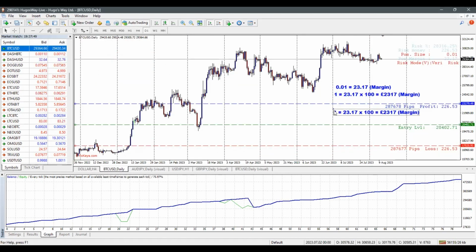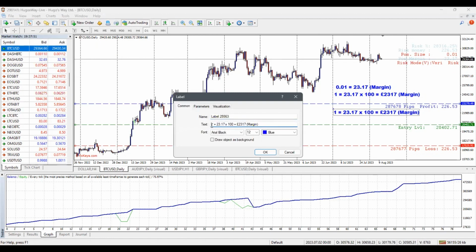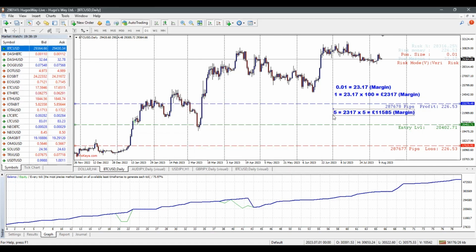So right now I have 5 lots running. In this pound account, which is my GBP account, I don't actually use this account, but it's got a little bit of money, so I can use this to demonstrate. What we would have to do is 2,317 times 5, which is about 11,585 from the maths off the top of my head. So for you to even take 5 lots, you need to have at least 11,585.